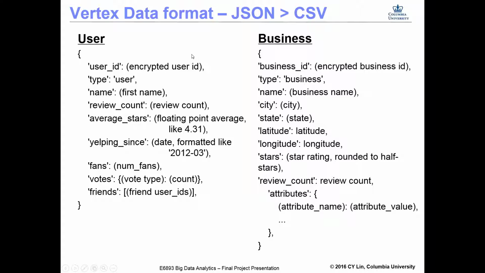Now the other vertex would be businesses. Each business has business ID, type, name, city, state, the geographical location, number of stars, and review count, and an assortment of other attributes. If it's a hair salon, it might be what type of hair cuts that the salon specializes in. If it's a restaurant, maybe category of food.